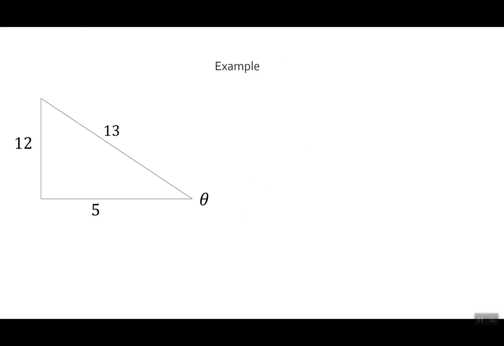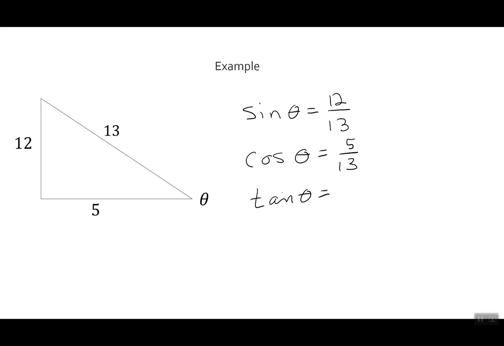In this example, I have 5, 12, and 13. When I look at theta, sine of theta is the opposite 12 over the hypotenuse 13. The cosine of theta is the adjacent 5 over the hypotenuse 13. And then finally, the tangent of theta is the opposite 12 over the adjacent 5.